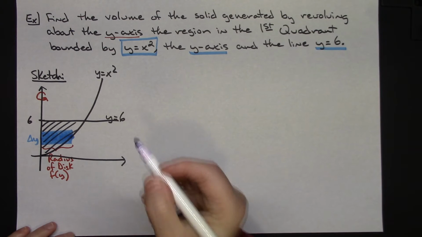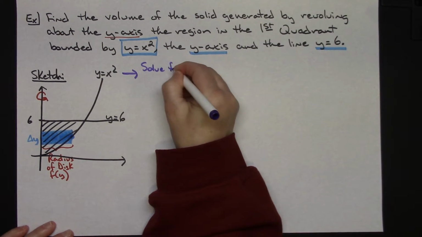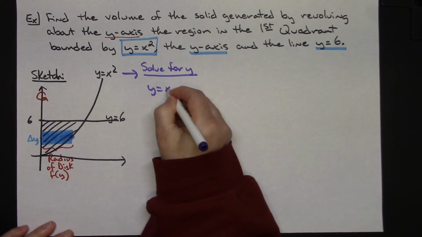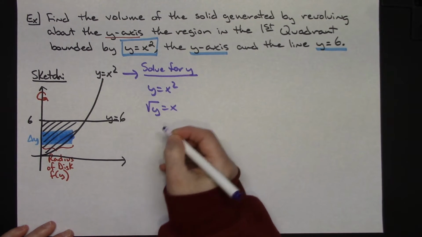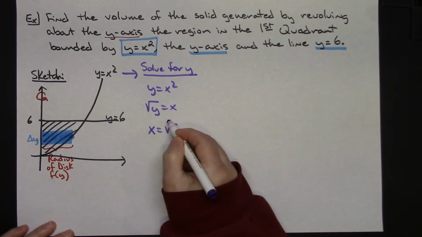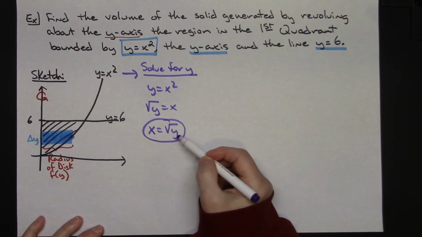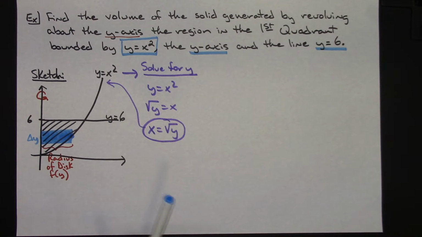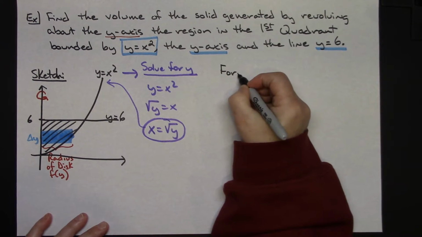So let's go ahead and do that. Let's solve for y. I'm going to start out with y equals x squared. I'm going to take the square root of both sides. Square root of y equals x. So in other words, I'm just going to go x equals square root of y. So this is that curve in terms of y now, which is what I need. Now let's set up our formula for our definite integral.